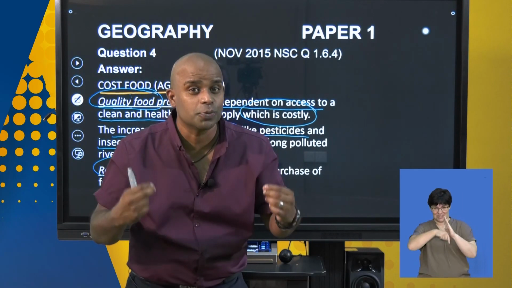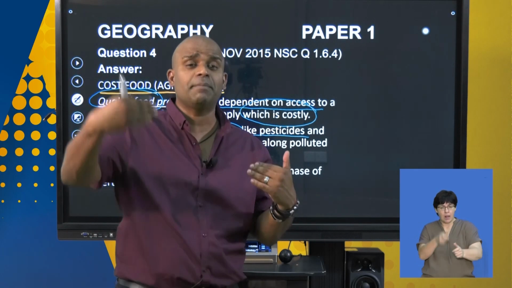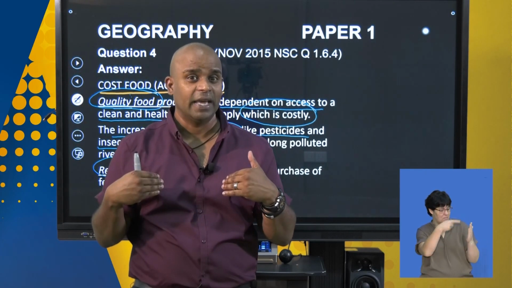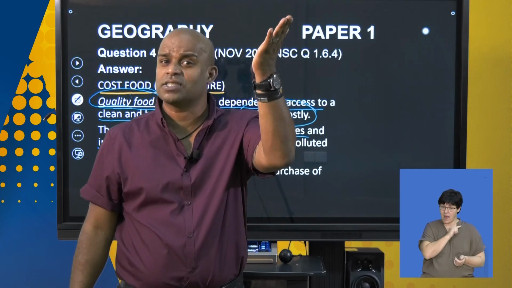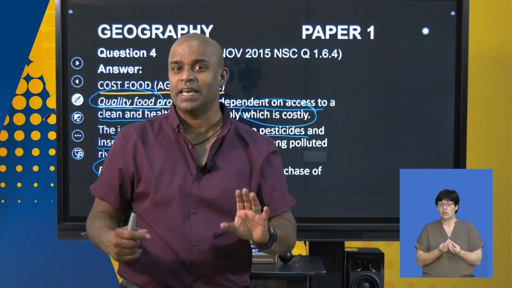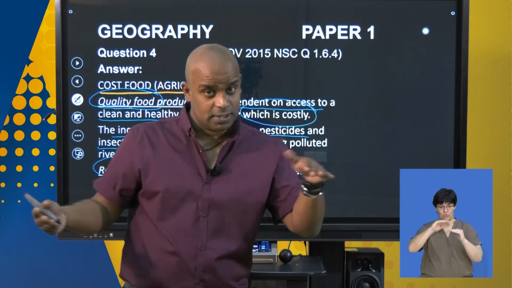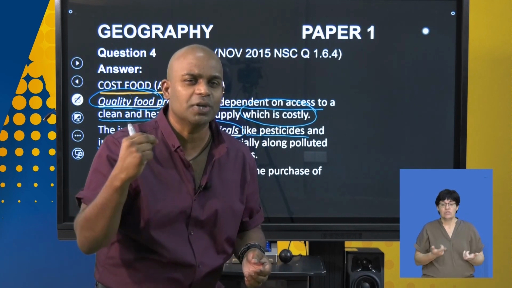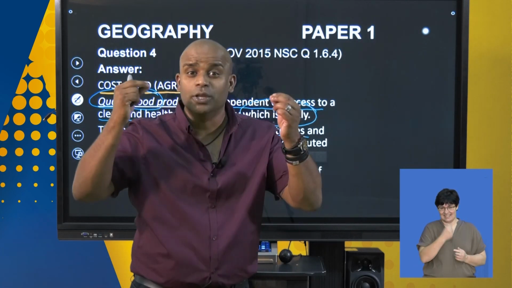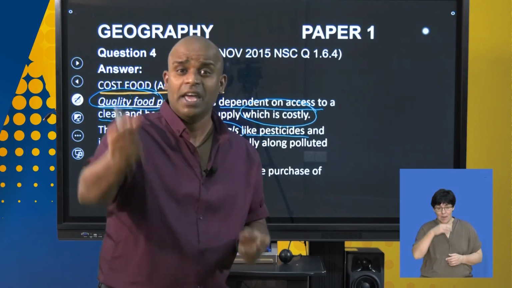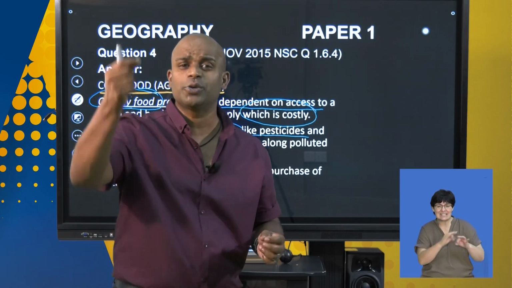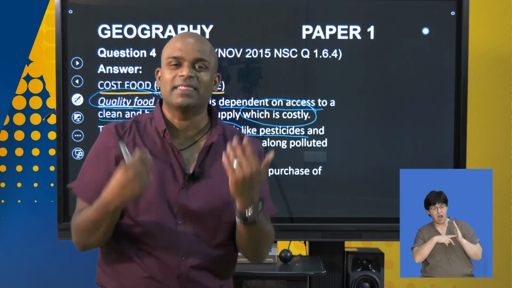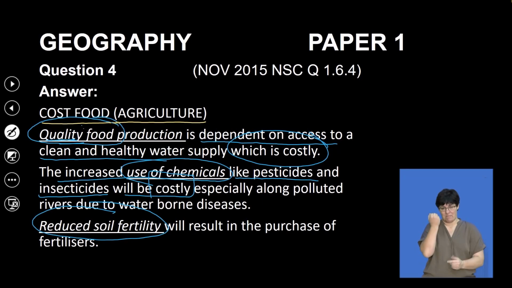When I'm using those words, it's helping the person marking my papers better understand that I understand what is happening. In this case, increasing costs, reducing soil fertility. You can use the word decreasing. Decreasing soil fertility means the same thing. And that's what I'm trying to get across to you guys, that the words that you use in your paragraph in full sentences are going to help it be better read and qualified, which will enable you to get the mark. So, let's move on.